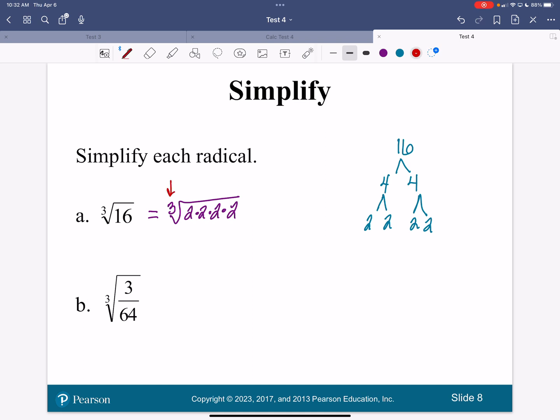Here I'm looking for a set of 3. So there's a set of 3. How many do I bring out? Good. So then I have 2 times the cube root, and what's left inside? 2.